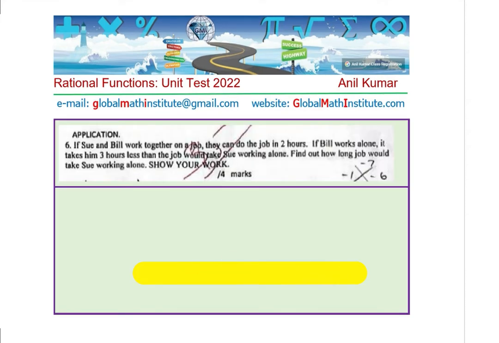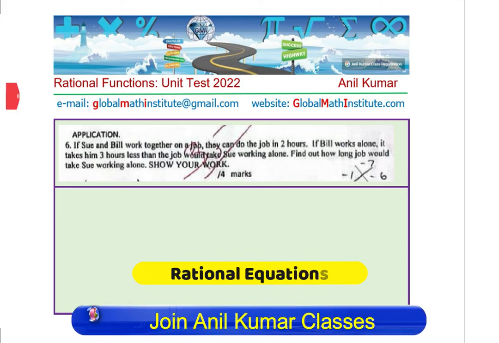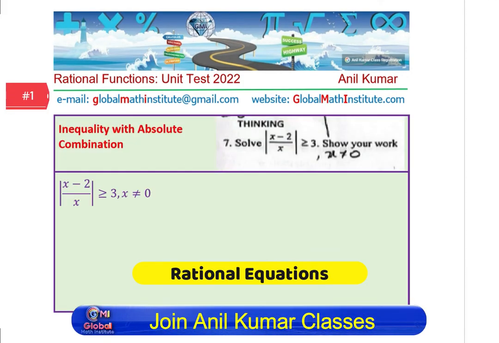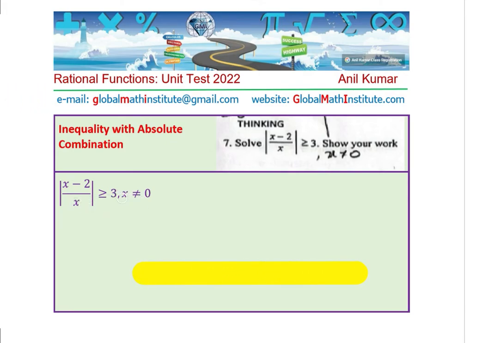And then the last question, rather the second last, is a word problem, which is based on work done. And then we have the last question, which is a thinking question in this case, where we have absolute value of rational function greater than or equal to 3. And of course, there is a restriction that x cannot be equal to 0. So these are the 7 questions. I'd like you to pause the video at this time, answer them one by one.